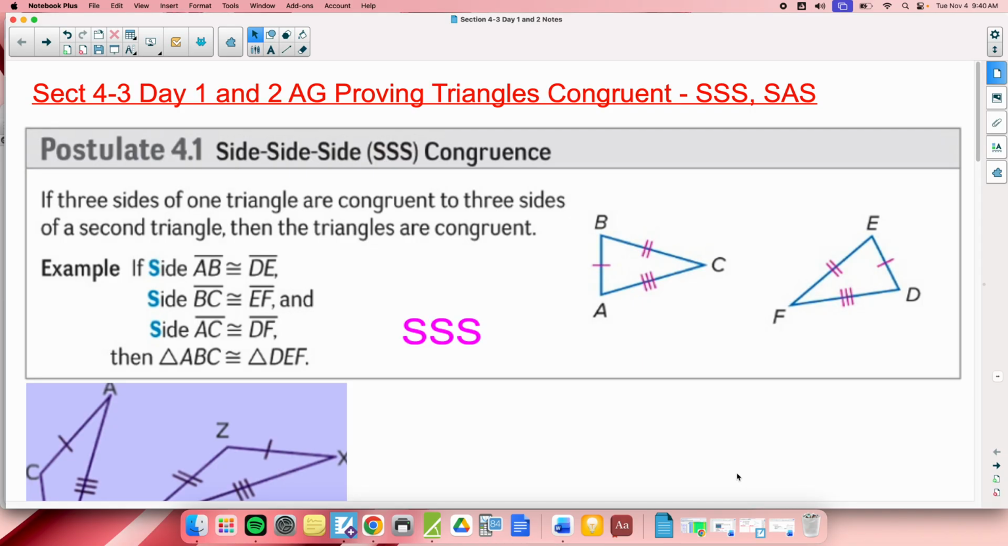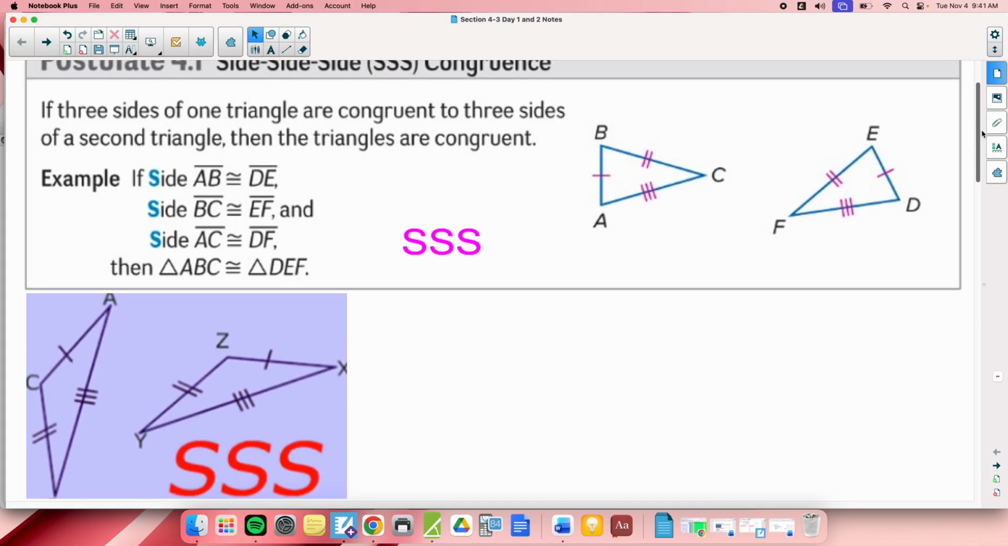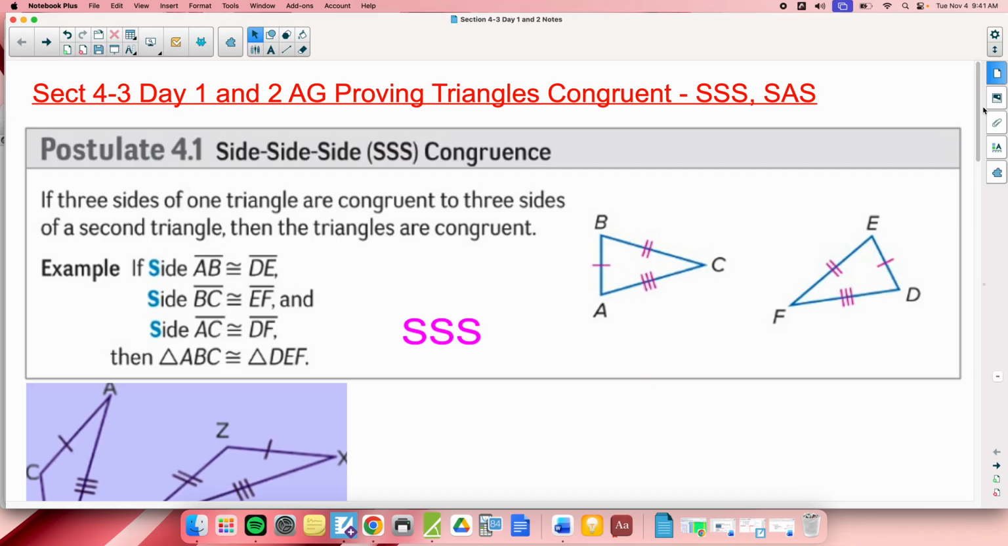So today, we are going to learn how to do proofs with congruent triangles. This is actually my favorite part of geometry, like the next couple of days. You may not agree with that, but this is my favorite part. Today we're going to learn two shortcut ways to show that triangles are congruent, and then we use those shortcut ways to show that triangles are congruent in a proof.